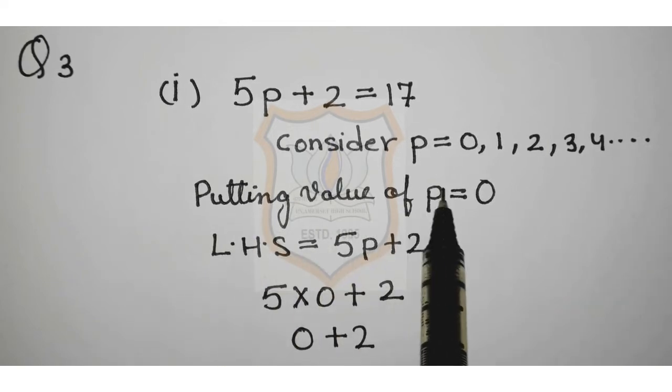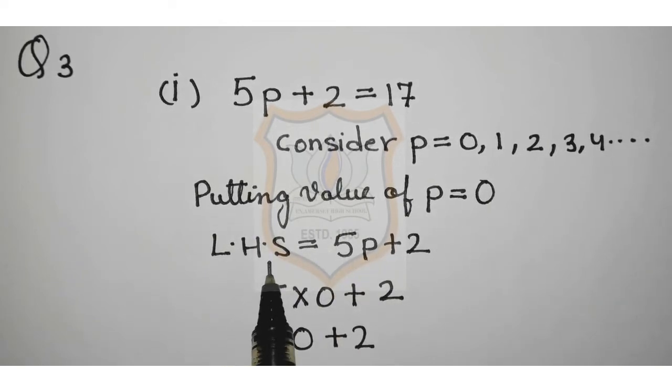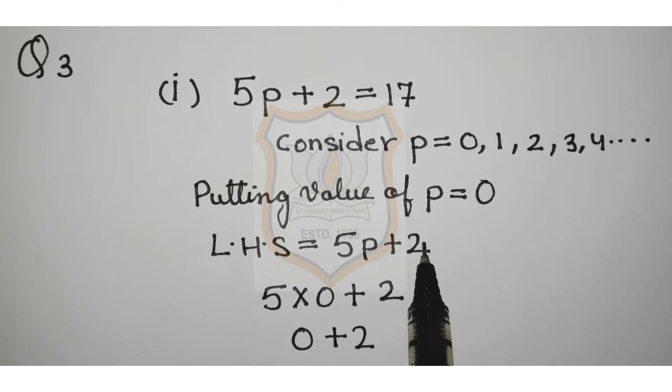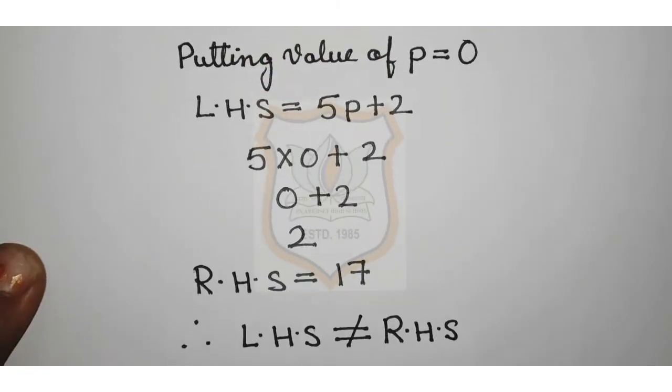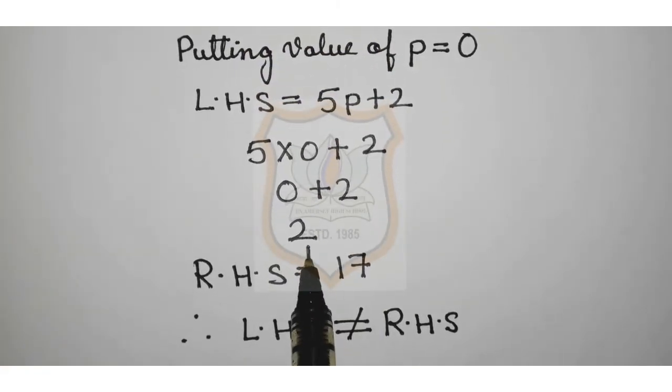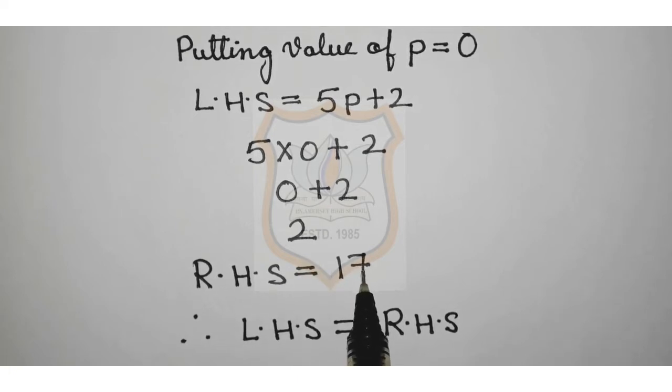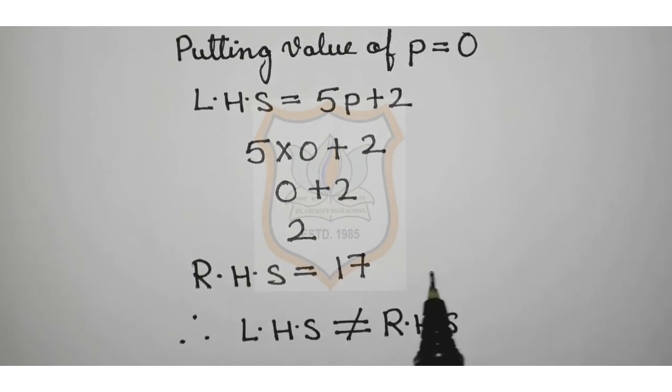So by putting the value of p is equal to 0 first, LHS is 5p plus 2. In place of p we will put 0. So 5 into 0 plus 2. 5 into 0 is equal to 0, plus 2. So 0 plus 2 is equal to 2. And as you know, RHS is equal to 17, that is given in the question. So LHS is not equal to RHS because LHS is 2 and RHS is 17. Therefore, LHS is not equal to RHS. So the value of p is equal to 0 is incorrect.